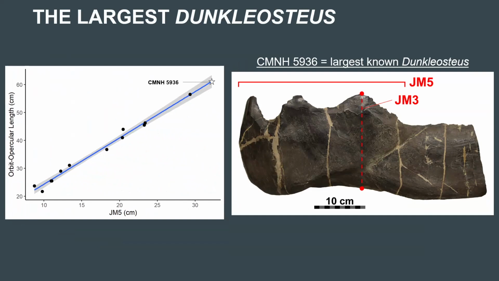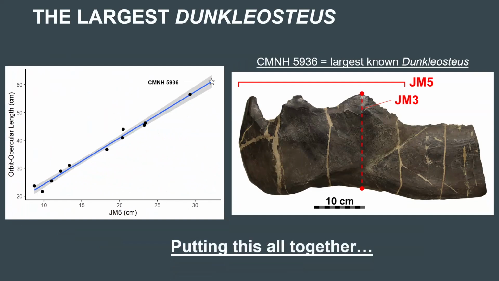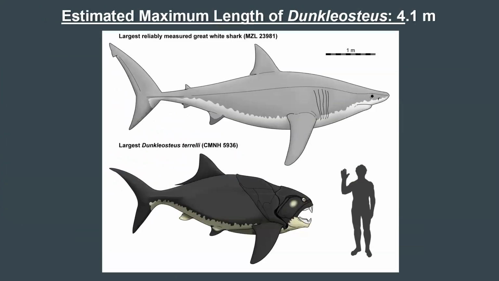There's a couple of specimens that are kind of similar size, but it's still abnormally large compared to the sample we have for this species. So putting this all together, we only get an estimated maximum length of Dunkleosteus of 4.1 meters. That's 13.5 feet. That's actually smaller than the largest great white sharks we have reliable evidence for today.